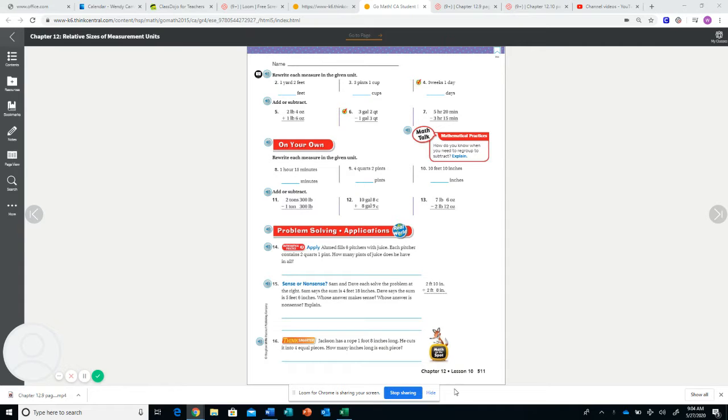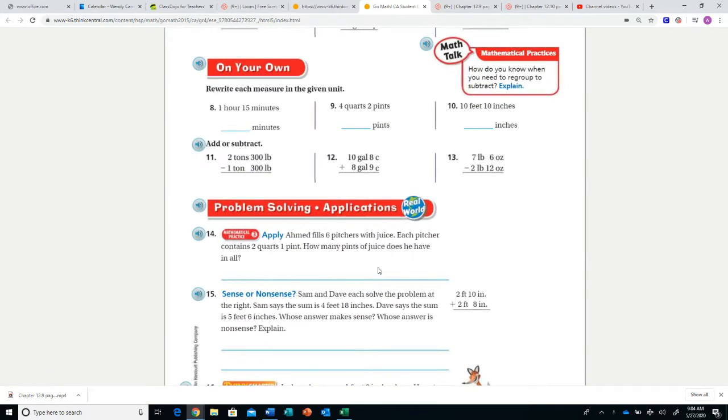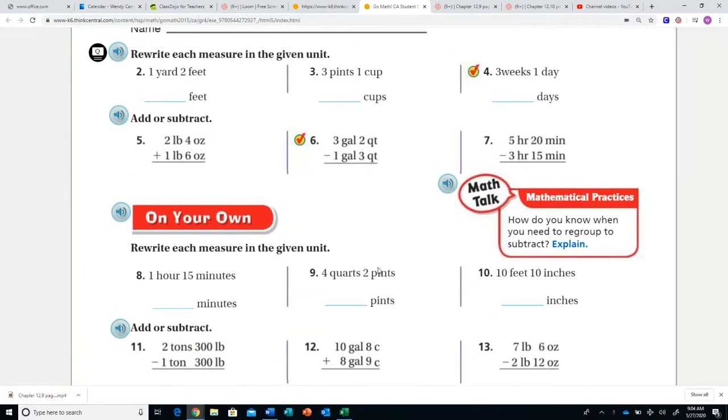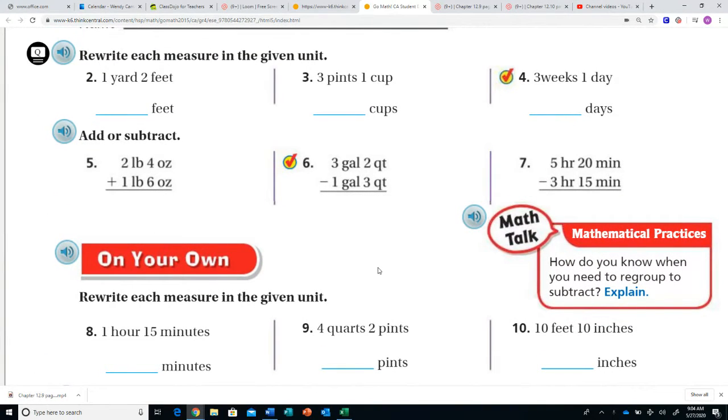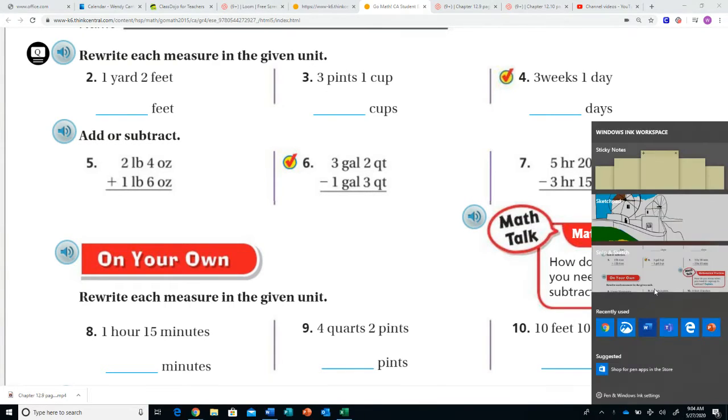Good morning. So continuing on with chapter 12, lesson 10, I'm starting on page 511, which is where the problems are found. So let's take a look at rewriting each of these into the given units. It starts off relatively simple, and then it's going to get a little bit more complicated after that. So I'm going to do a quick snip and sketch here of questions 1 to 10. And we're going to get started.